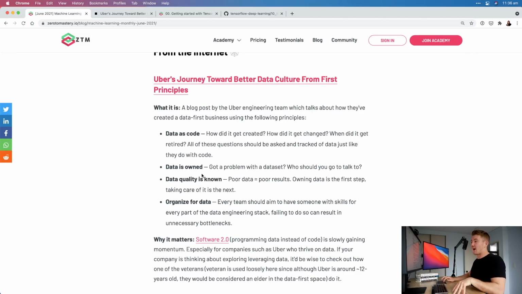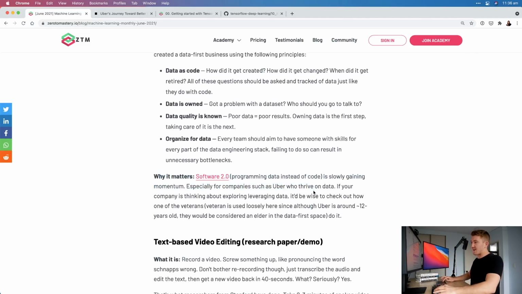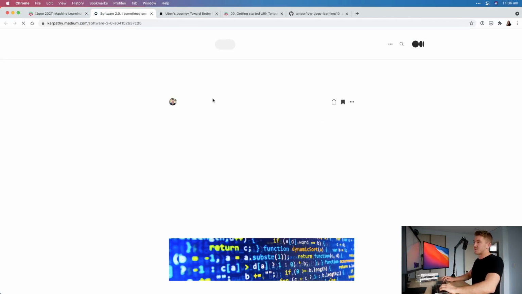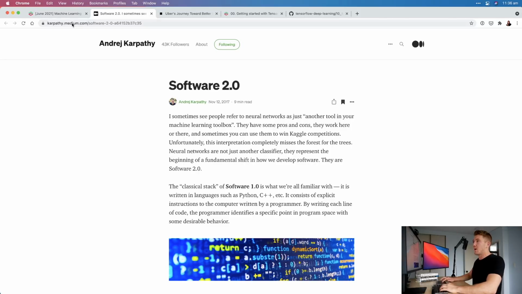And then if we go back here, I also linked why this matters, because it relates back to Software 2.0, which has been covered in a previous issue of Machine Learning Monthly, but I'd highly recommend reading this article. The main distinction between Software 1.0 and 2.0 is that in Software 1.0, you would write a set of instructions for a computer program to complete, whereas in Software 2.0 you're not necessarily writing a full set of instructions.